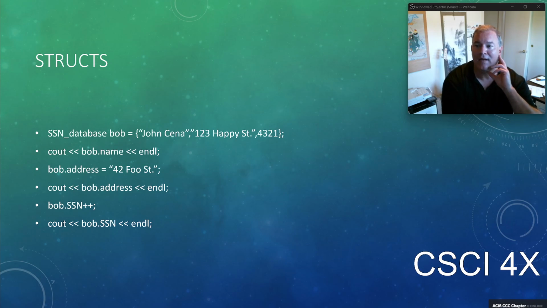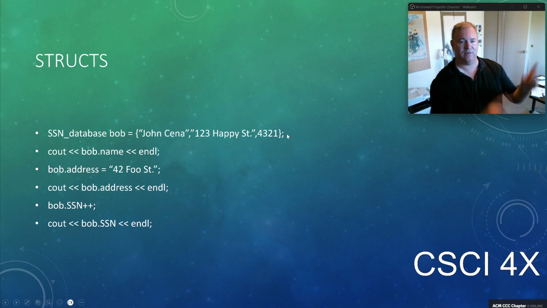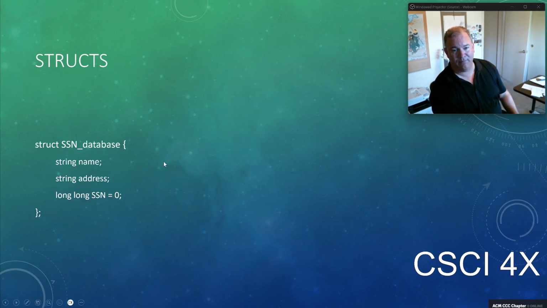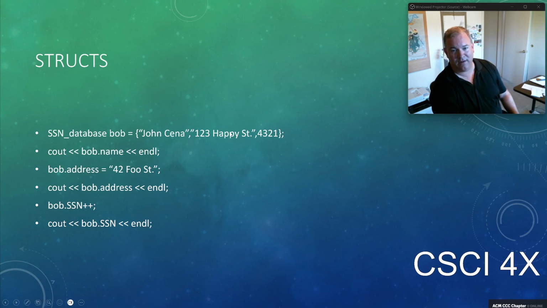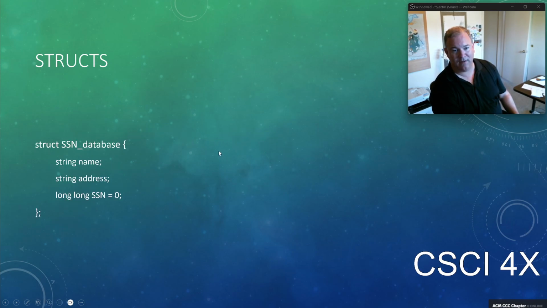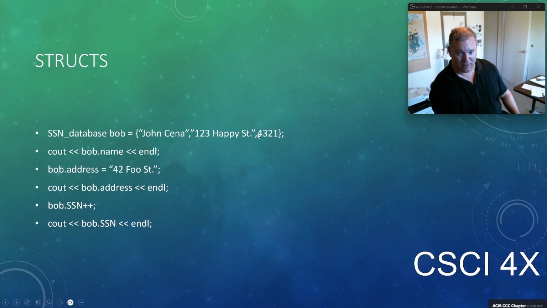So, you can initialize all the different member variables, is what they're called, on Bob by using what we call universal initialization syntax, by using curly braces. Whatever is in the first thing before the comma is the name, whatever is next is the address, and whatever is here is the social. So the order that you declare it in the struct is the order they get initialized.